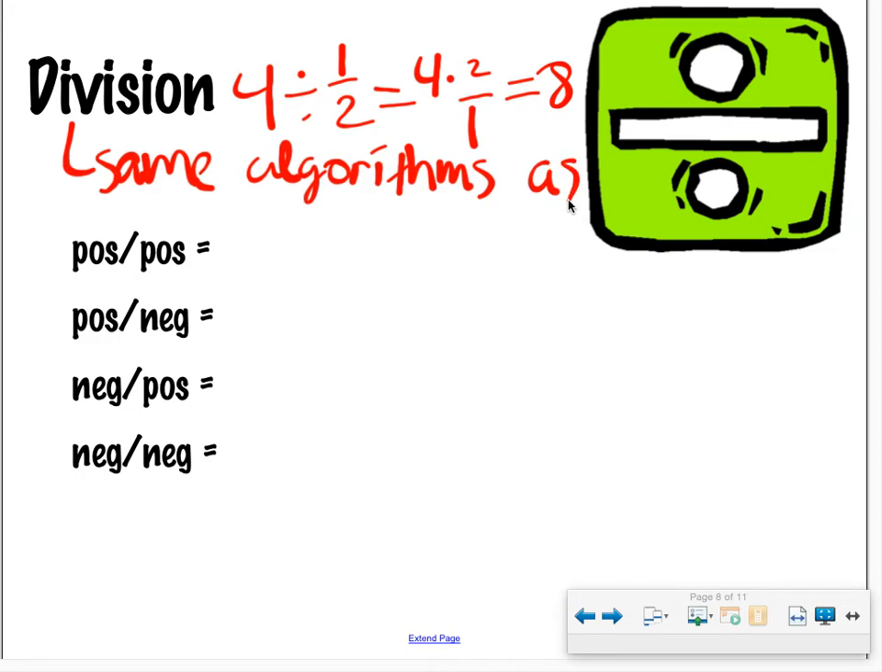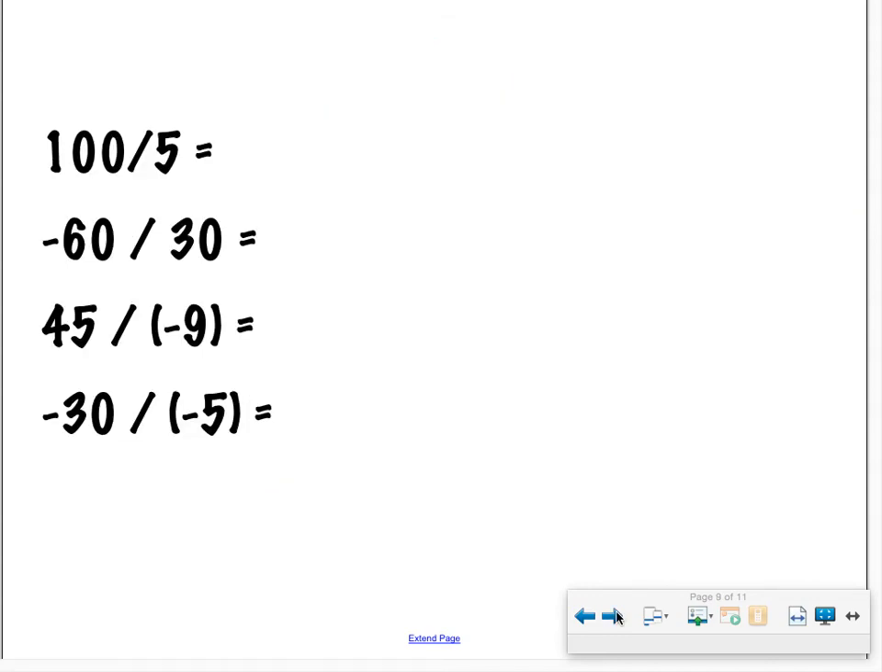as multiplication. Okay, so positive divided by a positive is positive. Positive divided by a negative, negative. Negative divided by a positive, negative. And lastly, negative divided by negative is positive. All right, some examples. 100 divided by 5. We know that that is 20, and it's a positive because it's positive divided by positive.